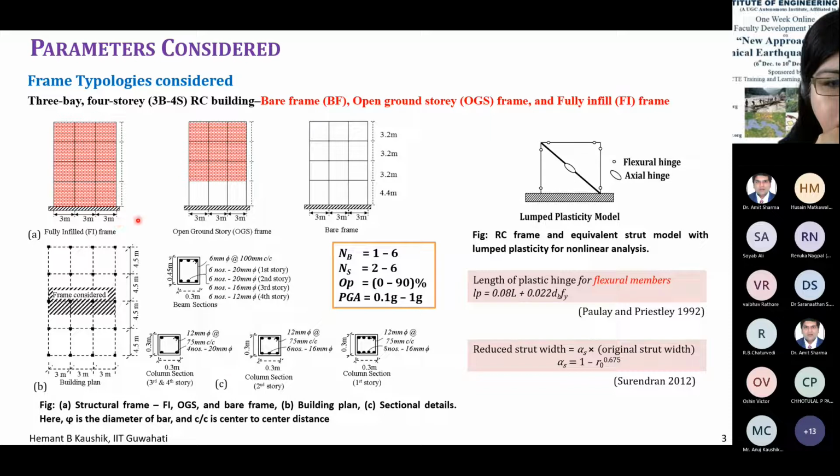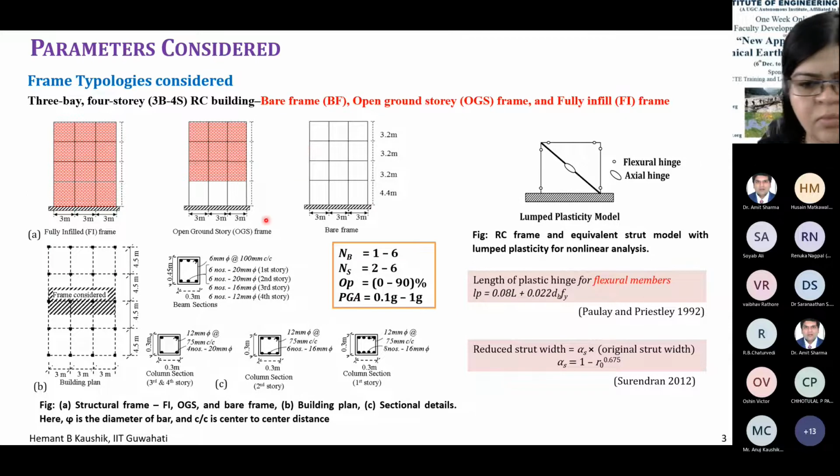So I'm considering three configurations of this frame. The first configuration is the fully infilled frame. The second configuration is the open ground story frame, where we don't have the masonry walls in the ground floor. So these are the OGS frames. And these are the fully infilled frames, so FI frames. And these are the bare frames, BF frames. So here we don't have any infill walls.